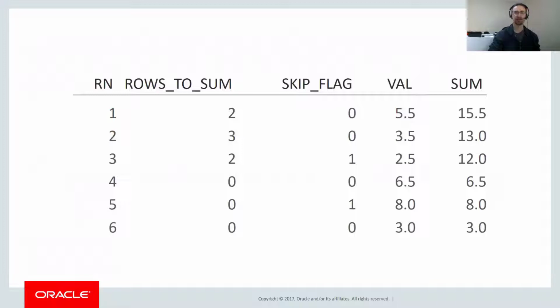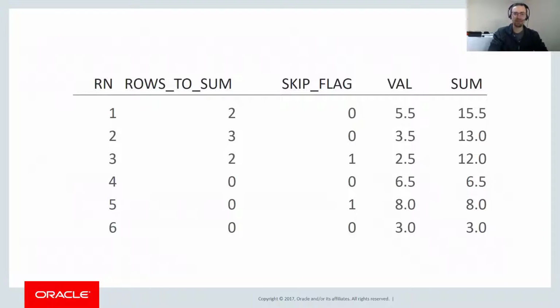You could pass this rows to sum column in and say, look forward that number of rows. But we don't know exactly how many rows we want to look forward. On that first one, we wanted to include 2 values, but we needed to go forward 3 rows. And in order to know that, we actually have to work through the data set to find out what's going on. So this is kind of tricky.